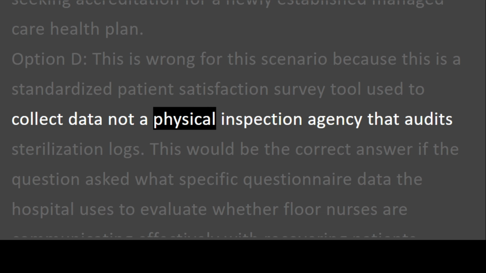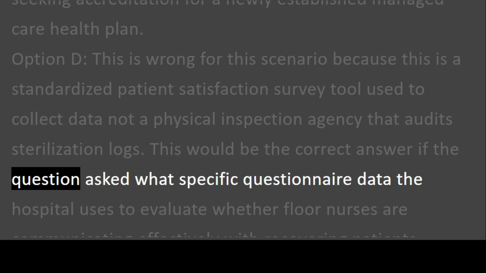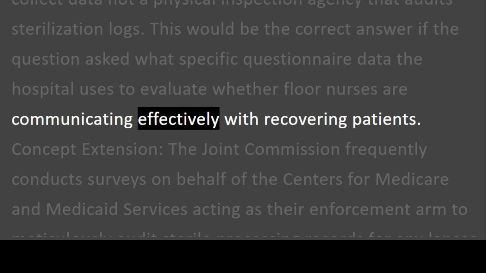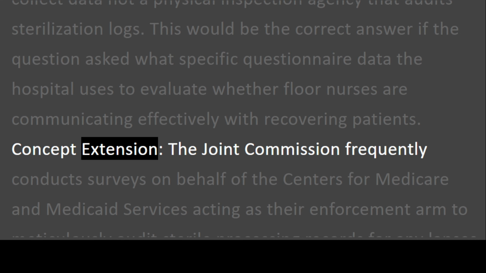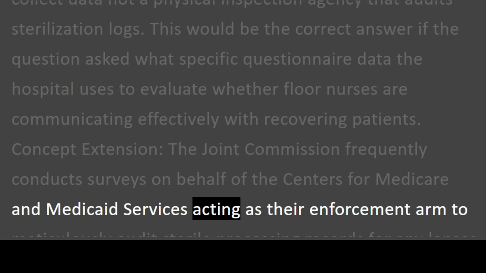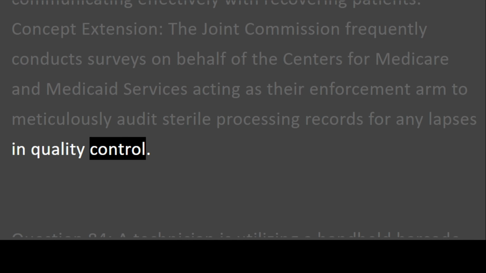Option D. This is wrong for this scenario because this is a standardized patient satisfaction survey tool used to collect data, not a physical inspection agency that audits sterilization logs. This would be the correct answer if the question asked what specific questionnaire data the hospital uses to evaluate whether floor nurses are communicating effectively with recovering patients. Concept extension. The Joint Commission frequently conducts surveys on behalf of the Centers for Medicare and Medicaid Services, acting as their enforcement arm to meticulously audit sterile processing records for any lapses in quality control.